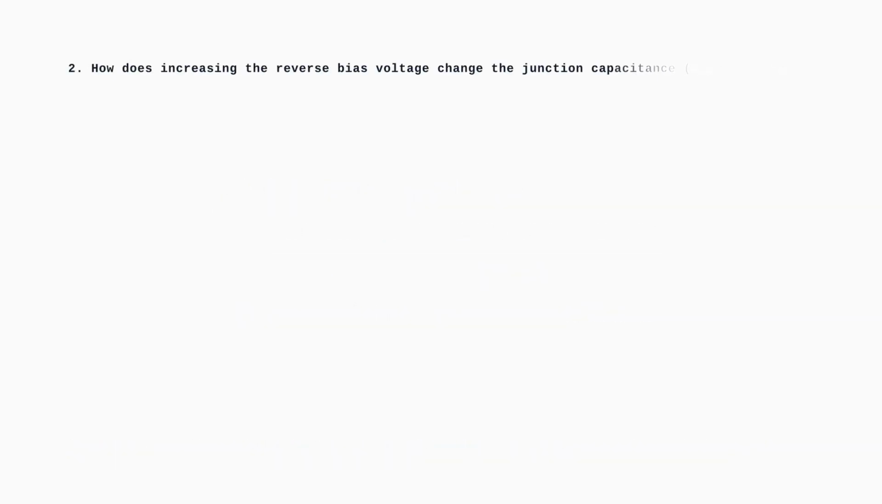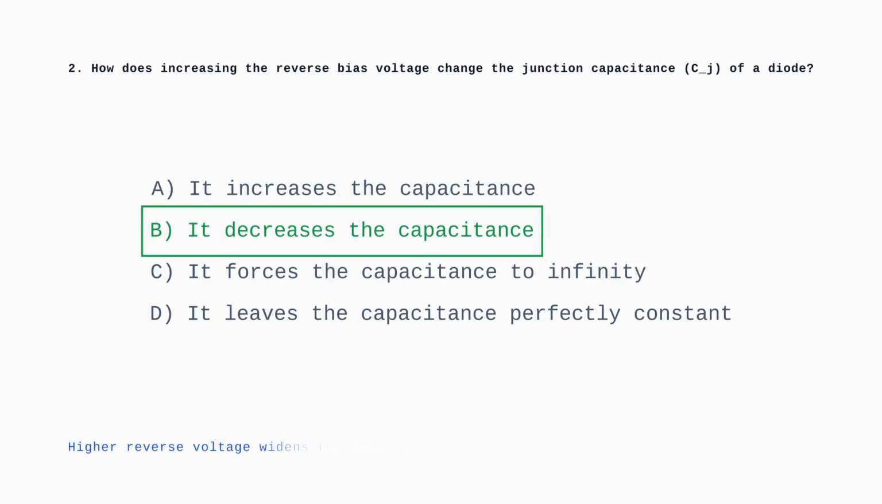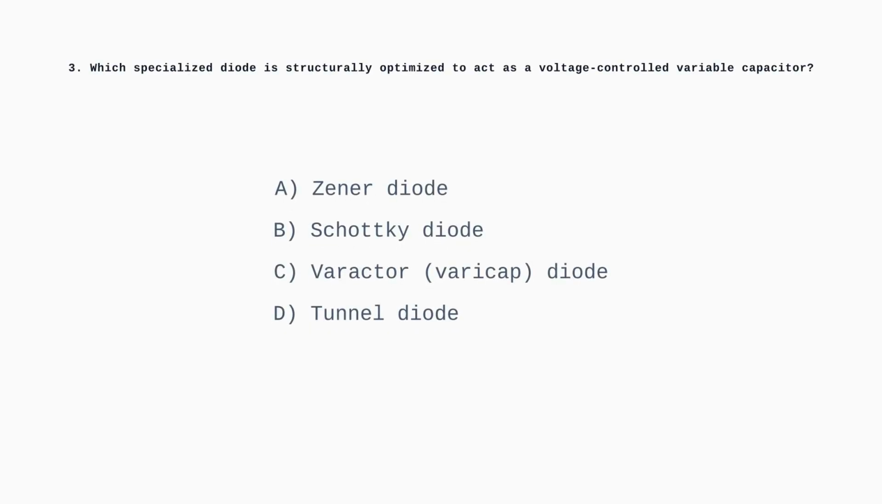capacitance. Question 2. How does increasing the reverse bias voltage change the junction capacitance of a diode? An increasing reverse voltage widens the depletion width. Since capacitance is inversely proportional to plate separation, the junction capacitance drops. Question 3. Which specialized diode is structurally optimized to act as a voltage-controlled variable capacitor?